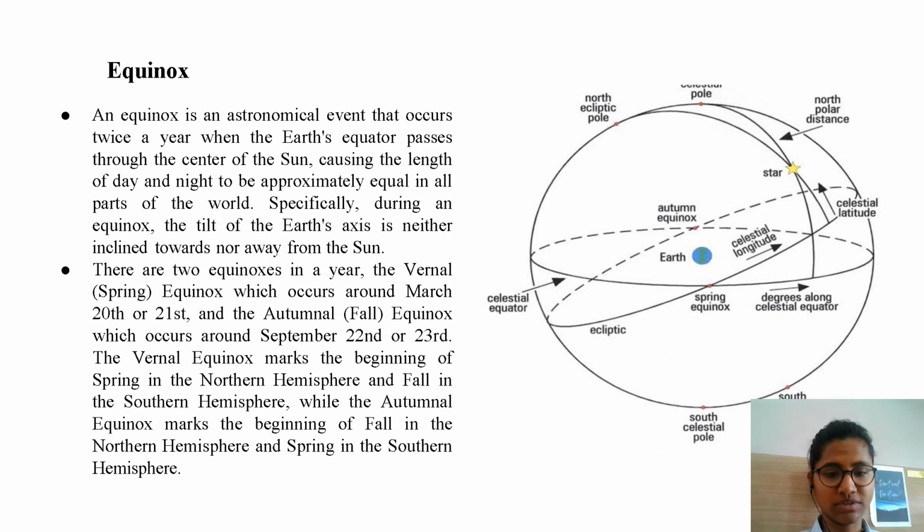and the autumnal equinox. The vernal equinox is the spring equinox, which occurs around March 20th to 21st, and the autumnal equinox occurs on September 22nd or 23rd. The vernal equinox marks the beginning of spring in the northern hemisphere and fall in the southern hemisphere, while the autumnal equinox marks the beginning of fall in the northern hemisphere and spring in the southern hemisphere.